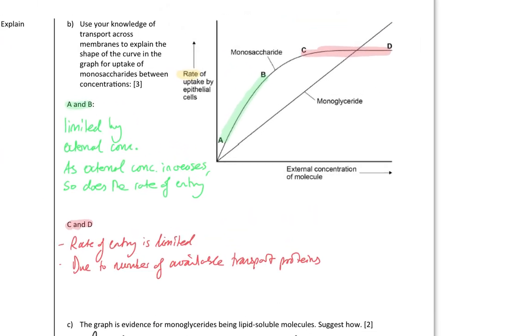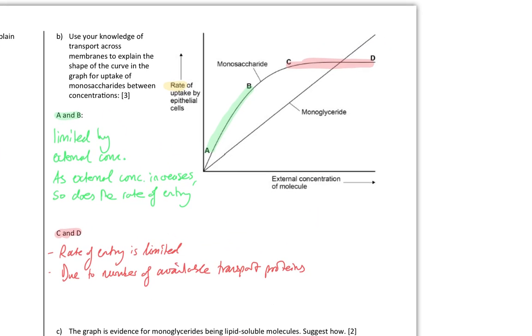And then we get to nearly our last question. So using your knowledge of transport across membranes to explain the shape of the curve in the graph for uptake of monosaccharides, well, that's glucose, it's just told us previously.